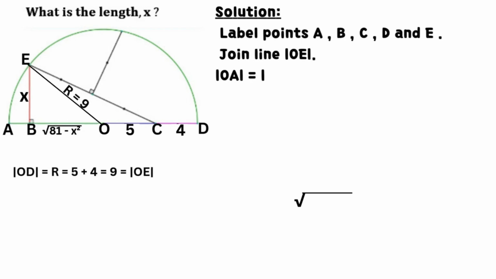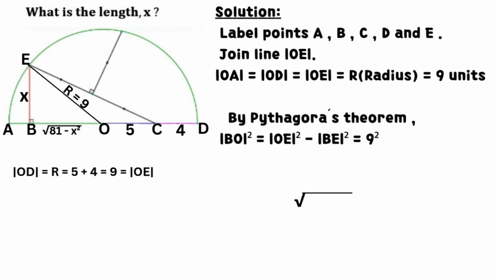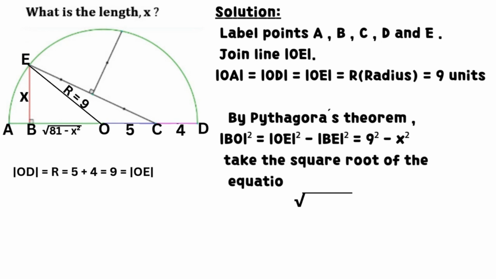Label points A, B, C, D and E. Join line OE. Line OA equals line OD, which equals 9 units, as shown on the screen. By Pythagoras' theorem, the square of line BO equals the square of line OE minus the square of line BE, which equals the square of 9 minus the square of x.